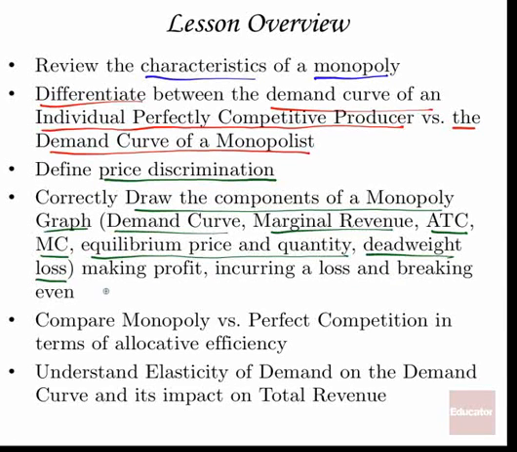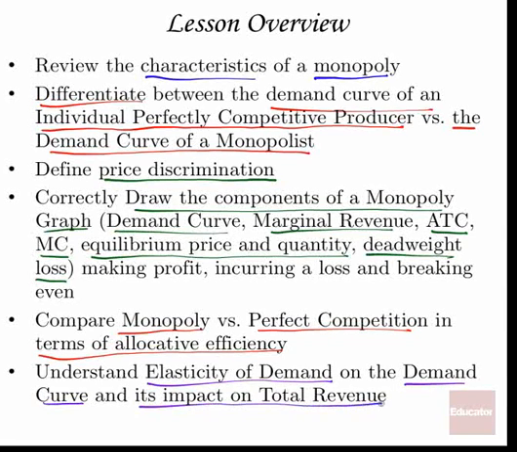also breaking even. Finally, we're going to compare monopoly versus perfect competition in terms of allocative efficiency. And also, we're going to understand elasticity of demand on the demand curve and its impact on total revenue.